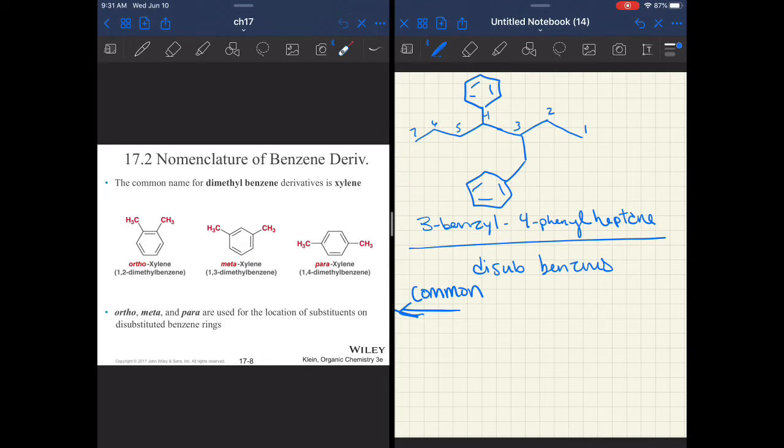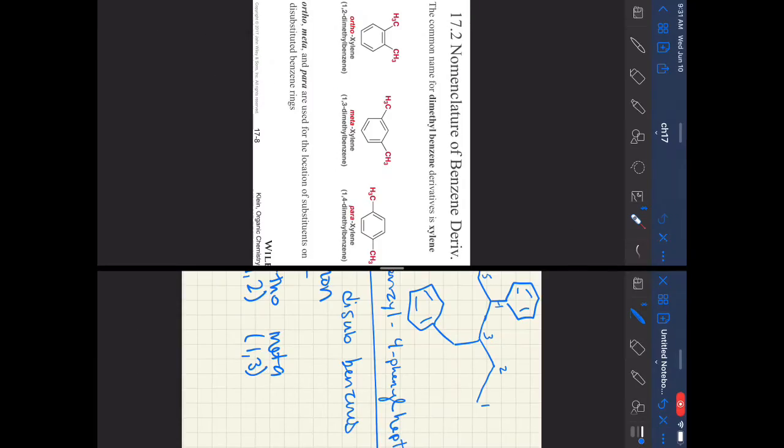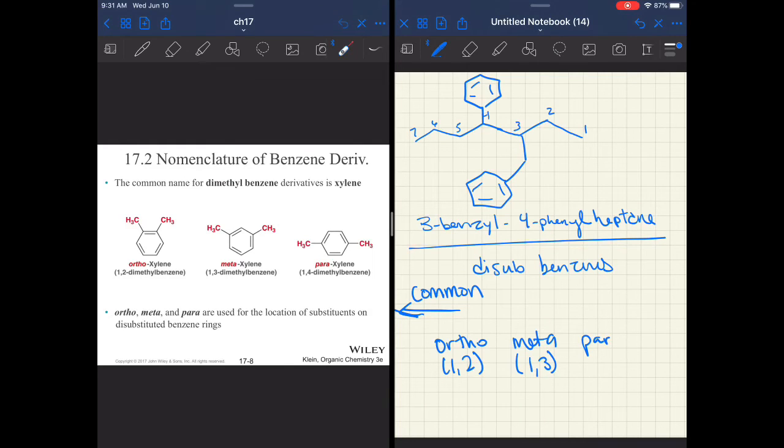Now, a lot of times when you buy a bottle of xylene, it's xylenes because it's a mixture of the 3. Now, something that you may have been seeing since you started taking organic are these prefixes ortho, meta, and para. Ortho is a 1,2 substitution. Meta is a 1,3 substitution. And para is a 1,4 substitution.